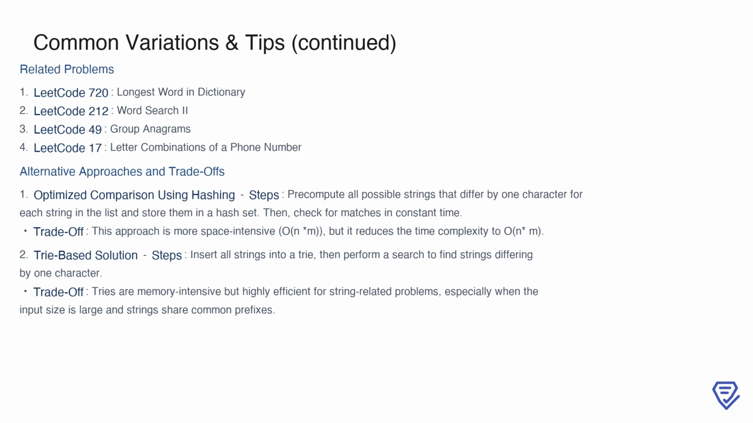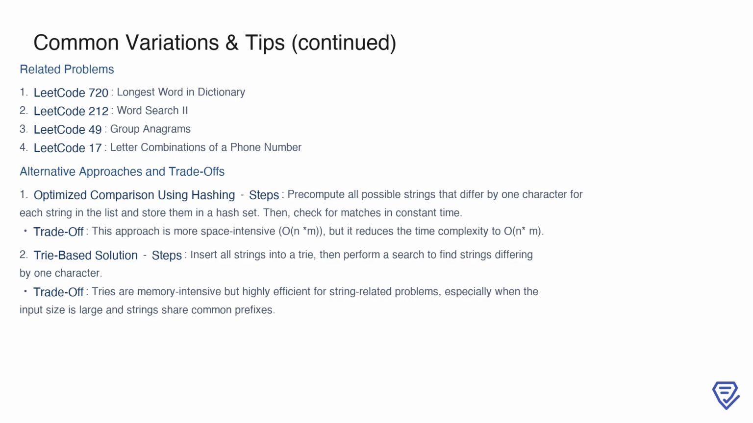This problem shares similarities with several others in the string manipulation category, which can provide valuable practice and insight. For example, LeetCode 720 focuses on finding the longest word in a dictionary, while 212 involves searching for words within a grid. Problems like 49, group anagrams, and 17, letter combinations of a phone number, also emphasize efficient string operations. Exploring these can deepen your understanding of related techniques.